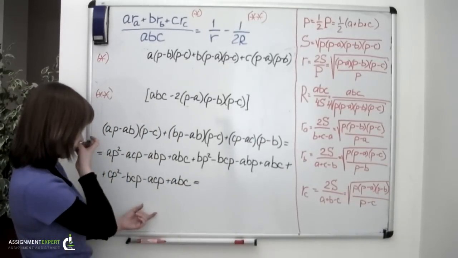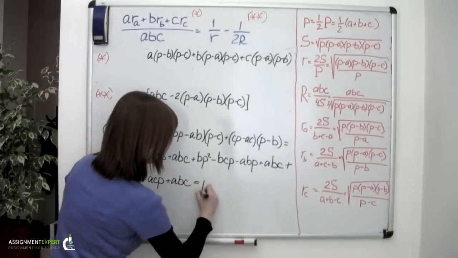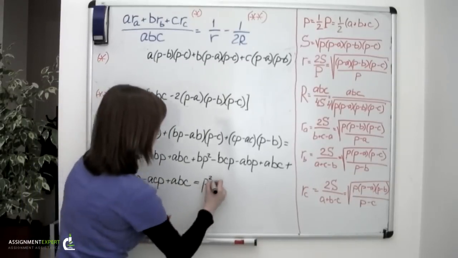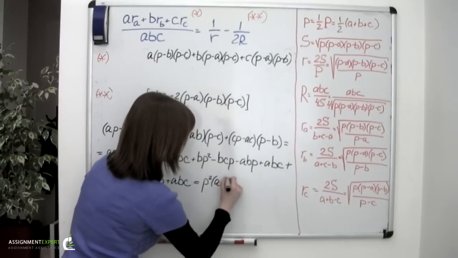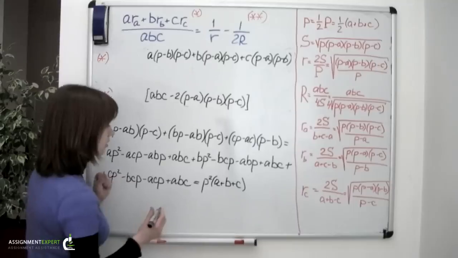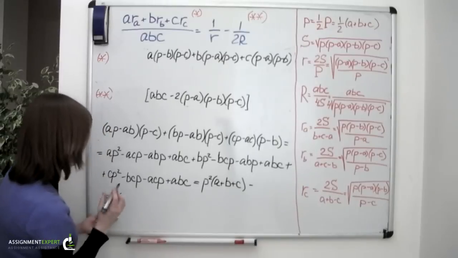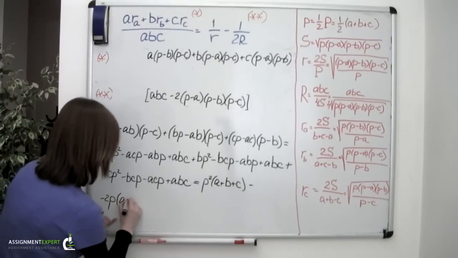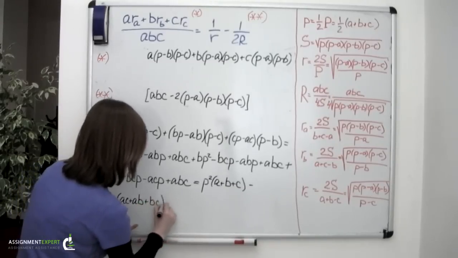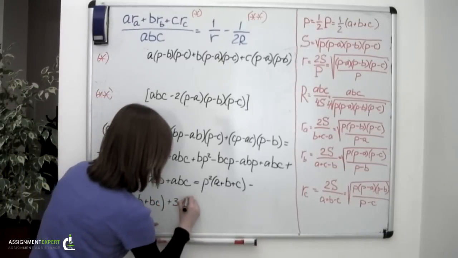Now let's group up these sums, some of them at least. So what we can do is factor out the squared P, and we'll have a plus b plus c in the parentheses. Then we can factor out negative 2P, and we'll have ac plus ab plus bc, and we'll have plus 3abc.